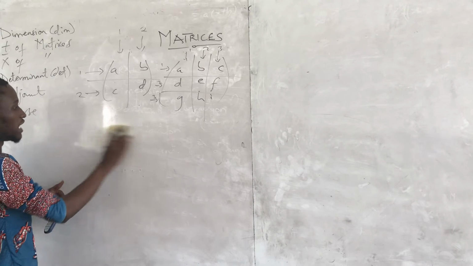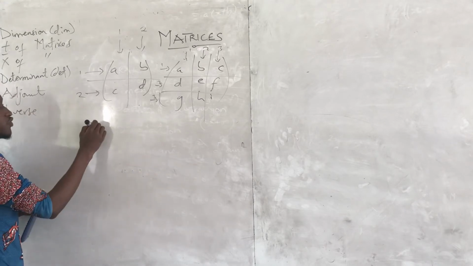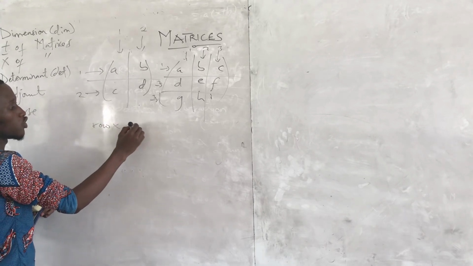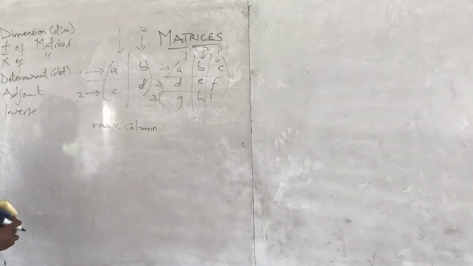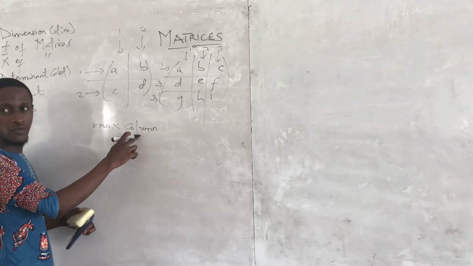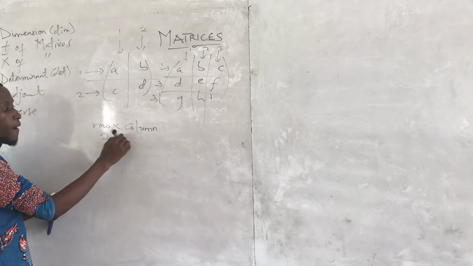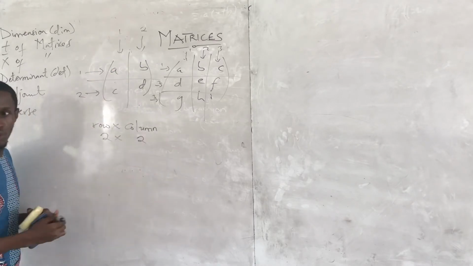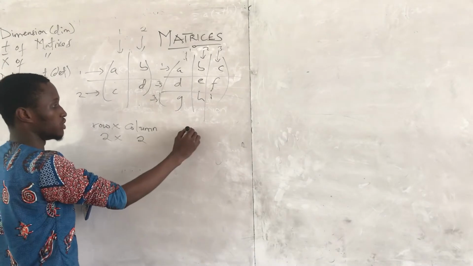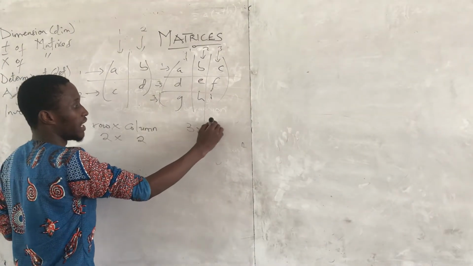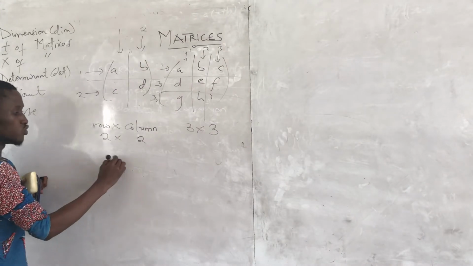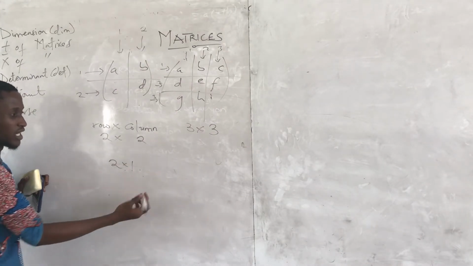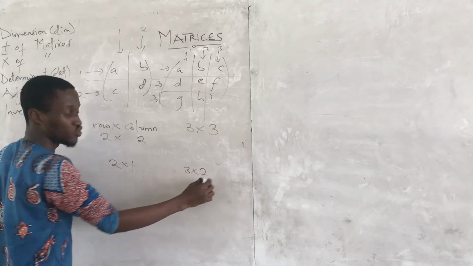Now to know the dimension of a matrix, we have row by column. That's how we name the dimension of a matrix. So number of rows by the number of columns. So this is a 2 by 2 matrix. Where this will be what? A 3 by 3 matrix. We can have a 2 by 1. We can have a 3 by 2.